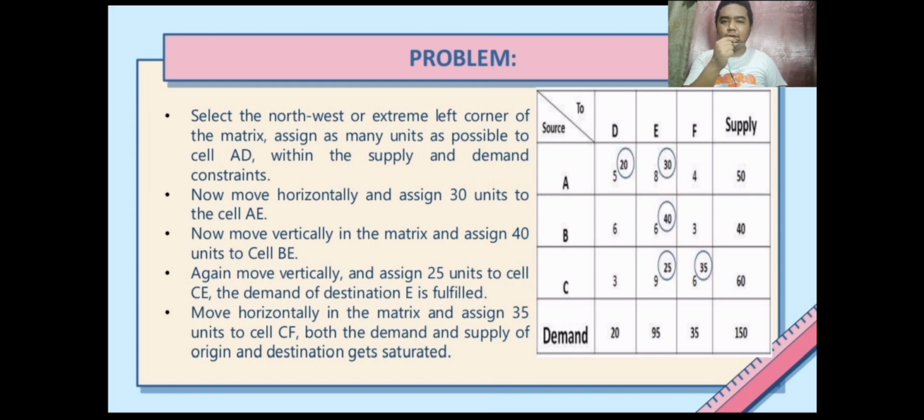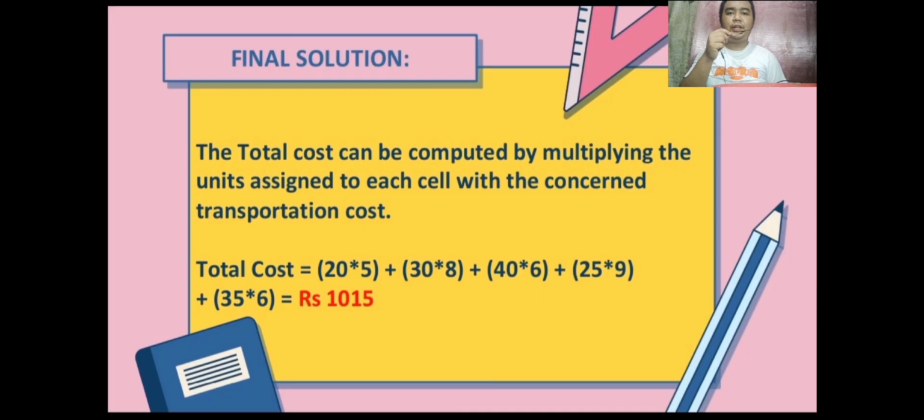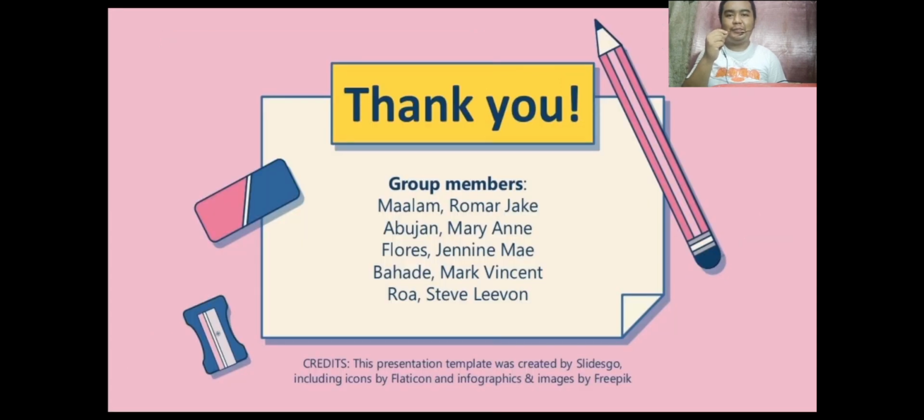Now, the total cost can be computed by multiplying the units assigned to each cell with the concerned transportation cost. Therefore, total cost equals 20 times 5 plus 30 times 8 plus 40 times 6 plus 25 times 9 plus 35 times 6 equals Rs 1015.